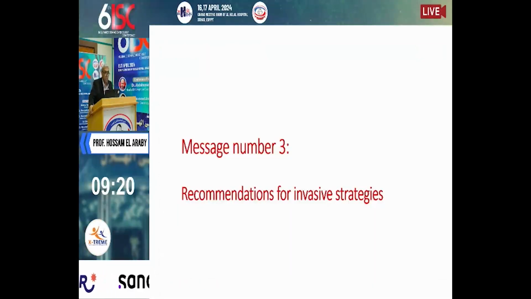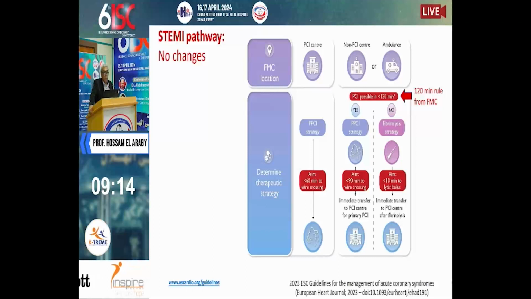It's class 1 recommendation. The message number 3, recommendations for invasive strategies. No change regarding the timing. The role of the 120-minute rule for first medical contact to wire remains. For patients presenting to a PCI center, it's better to have wire crossing in less than 60 minutes. In patients presenting to a non-PCI capable center, transfer the patient to a PCI capable center with wiring in less than 90 minutes. This is the same recommendation. If not, then the aim is fibrinolytic therapy in less than 10 minutes, and then transfer the patient to a PCI capable center.